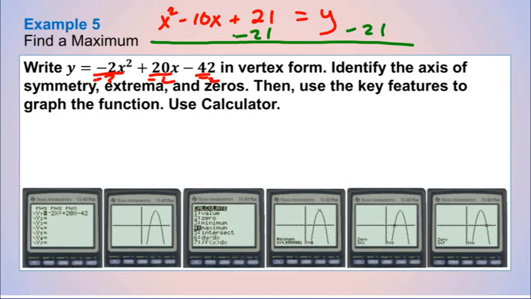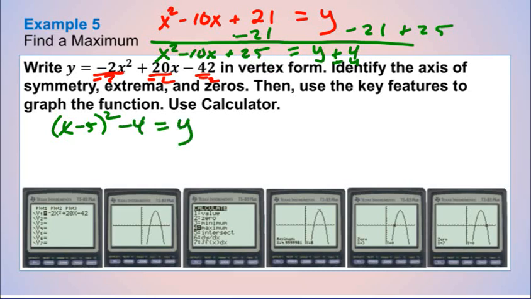Actually, now I have to complete the square. Sorry. So I have x squared minus 10x. Half of -10 is -5. -5 squared is 25. So plus 25, and I add 25 over here. This is going to equal y plus 4. So now I have x minus 5 squared. Now if I subtract this 4 back on both sides, I now have a -4 equaling y.